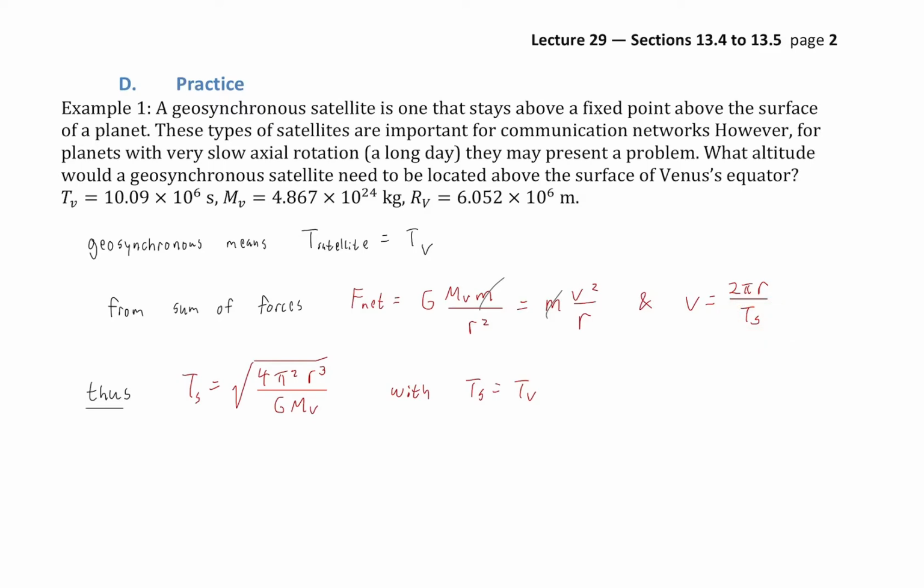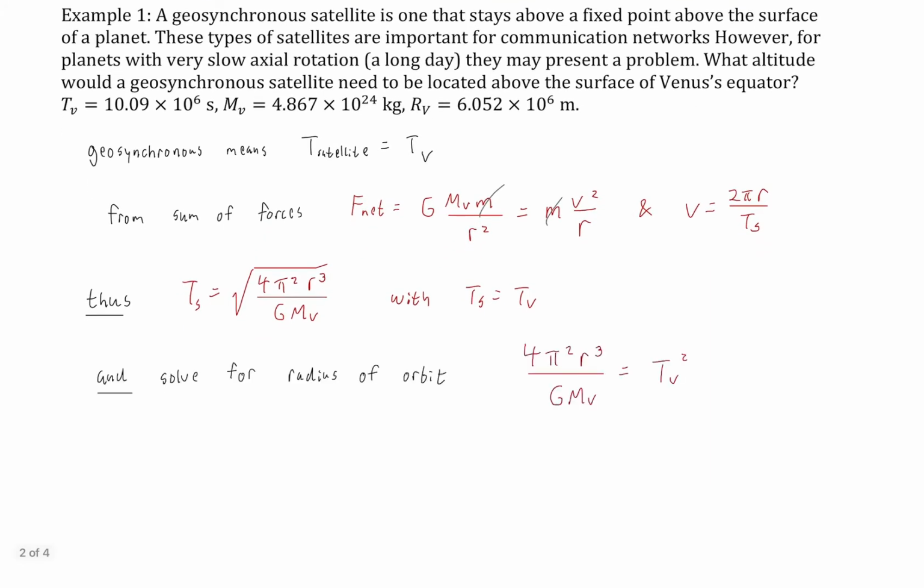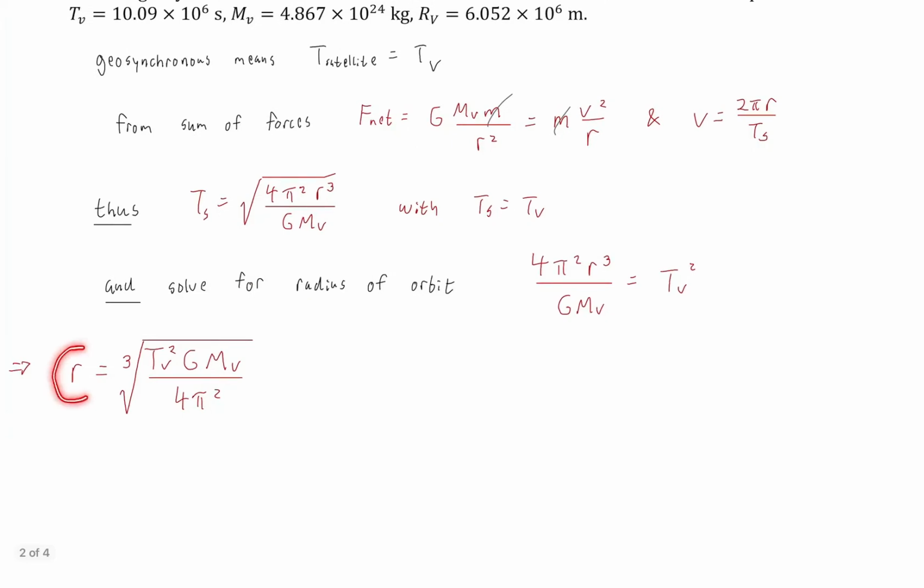All right, see that? I just took this expression, substituted this in, and then solved for the period of the satellite, okay? By just substituting and solving. And then I'm going to set this equal to the period of Venus and square both sides, and then solve for the radius of the satellite's orbit, okay? Because everything else is known. Mass of Venus is known, period of Venus is known. Our only unknown is the orbital radius of the satellite.